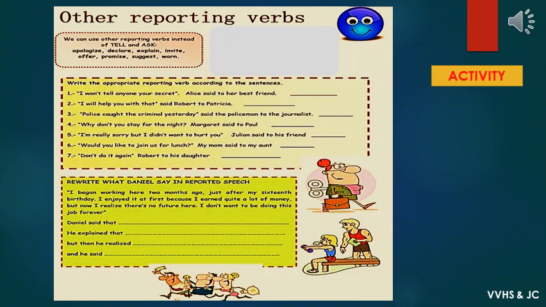Here's an activity on reported speech. There are two exercises on your screen. First one, you will have to fill in the blanks with appropriate reporting verb. Clues are given in the box above. And the other exercise is, rewrite what Daniel says in reported speech. A paragraph is given, and based on the paragraph, complete the below given lines in reported speech.